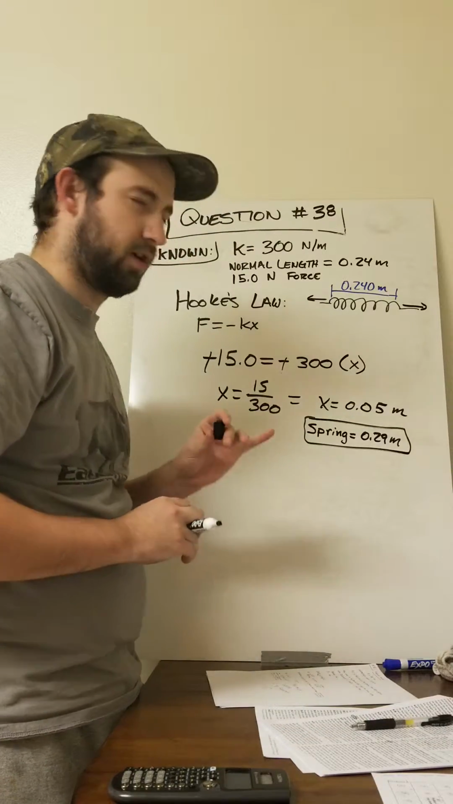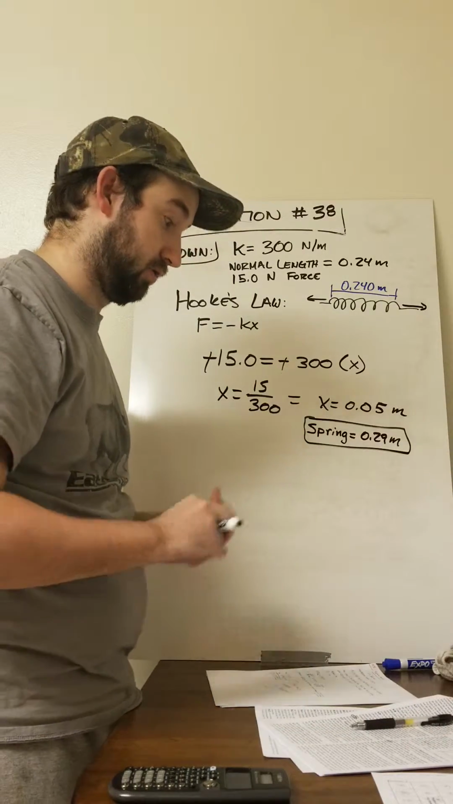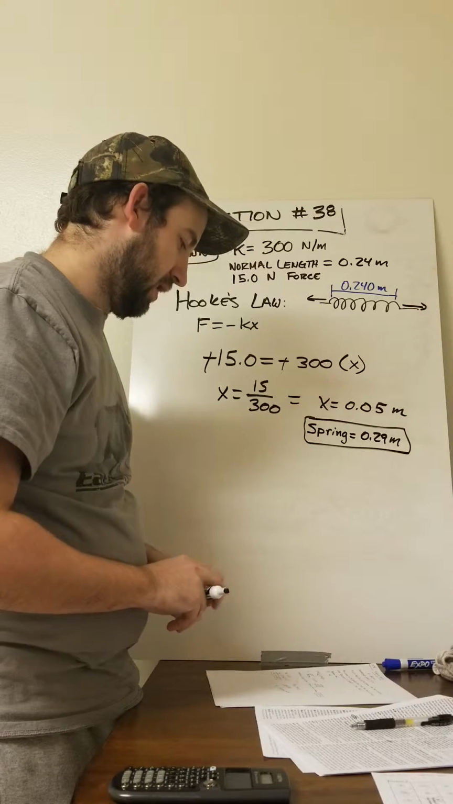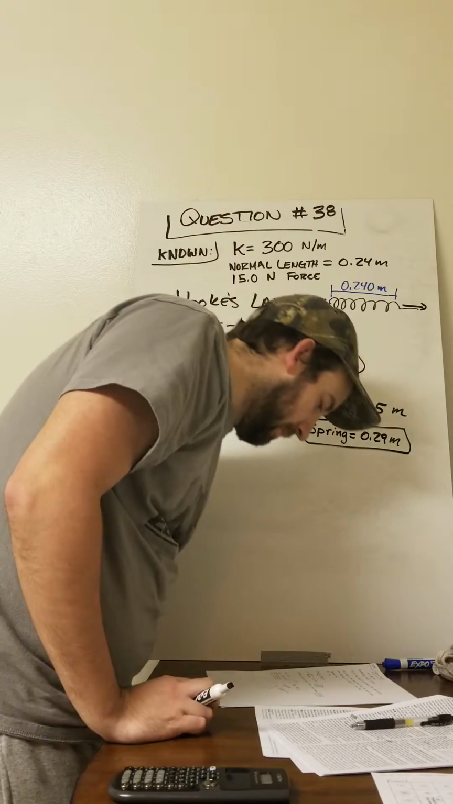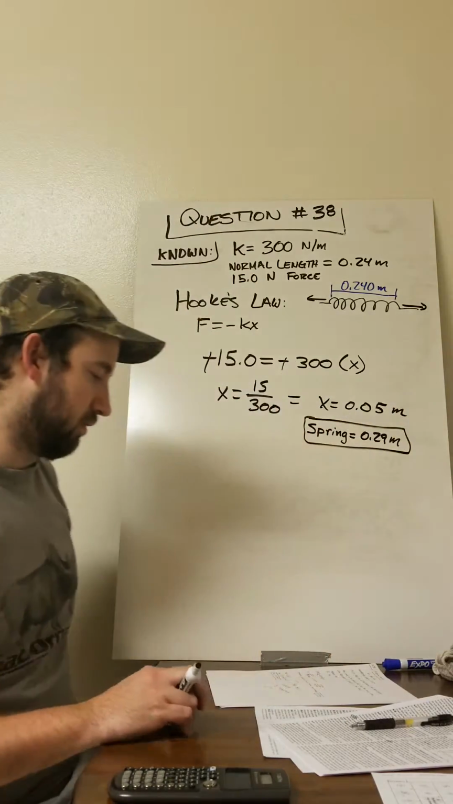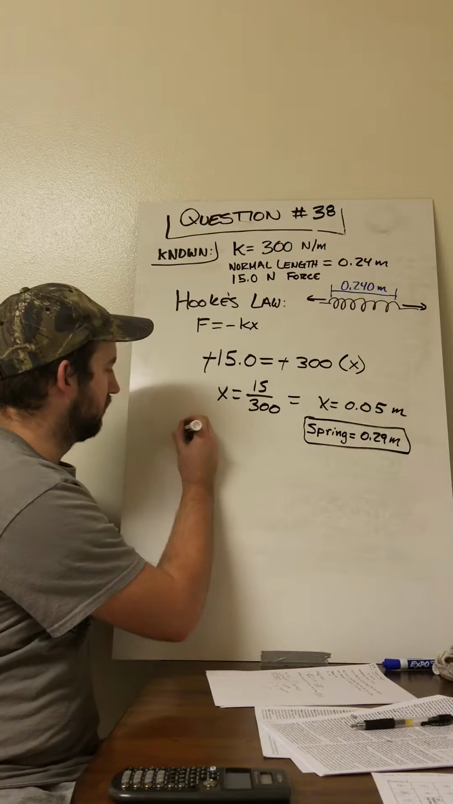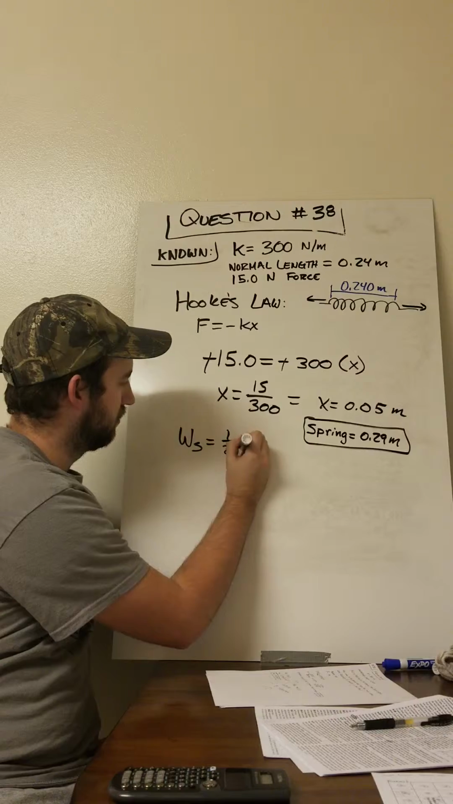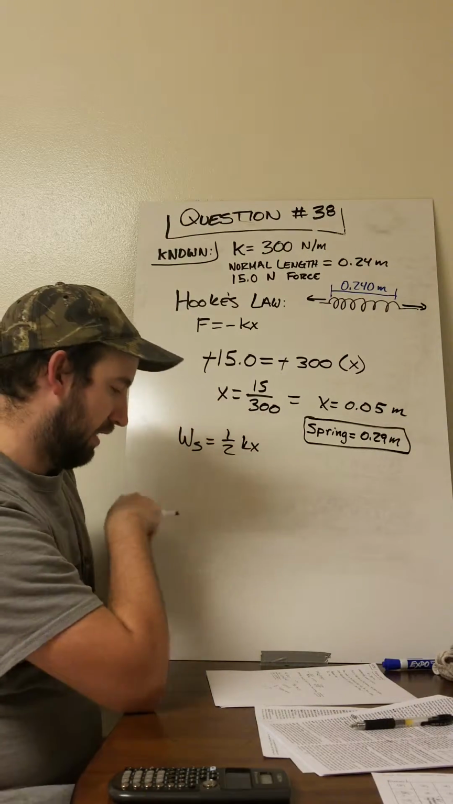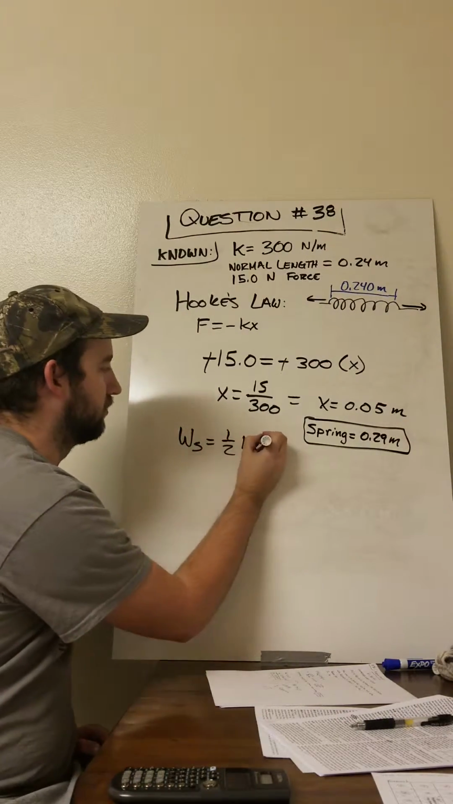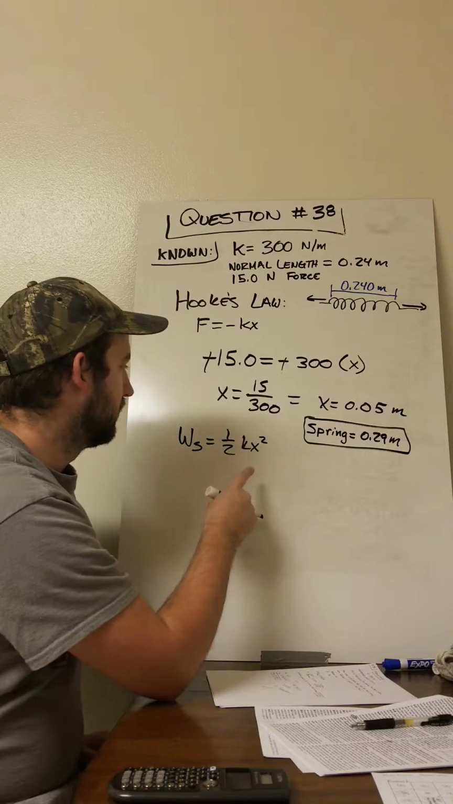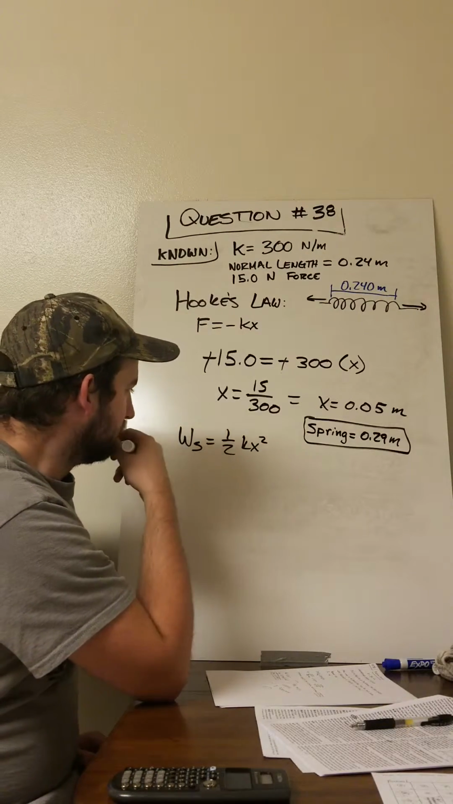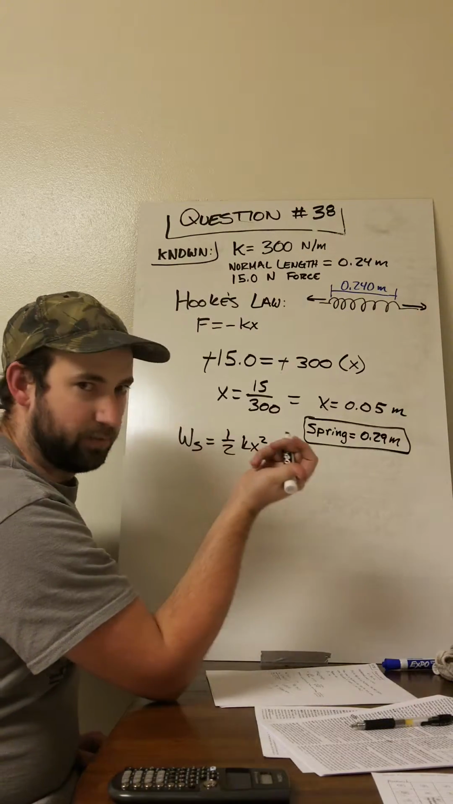But now it wants to know how much work was done to stretch it that far. And so we'll jump into our work equation. So we'll use the work of the spring equals 1/2 kx squared. I always forget that squared. And then now we just plug in our values.